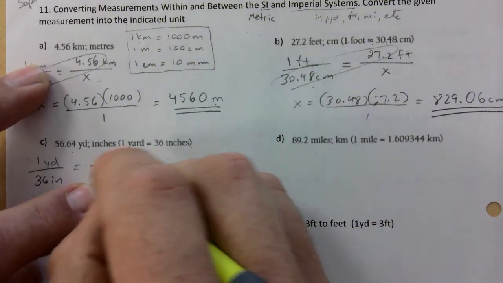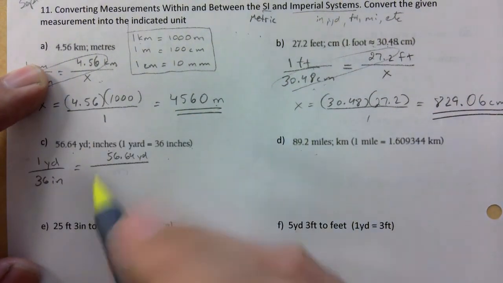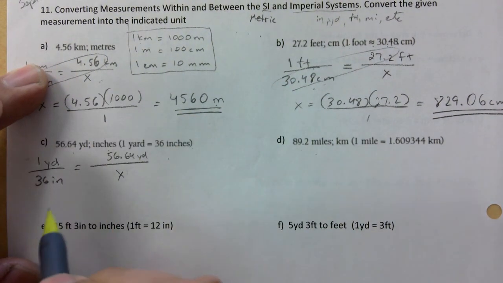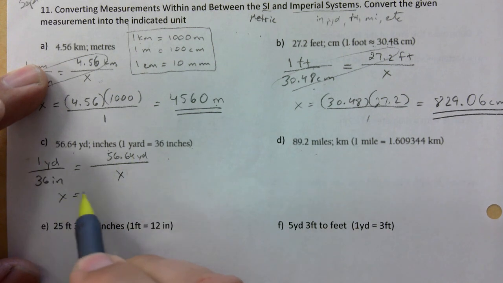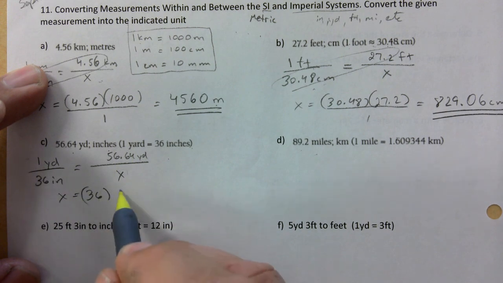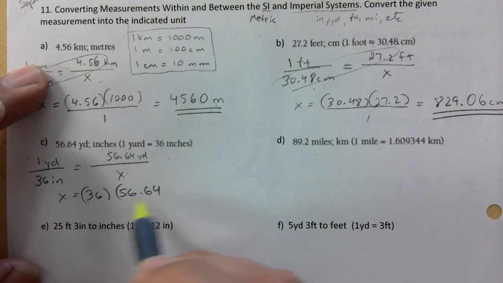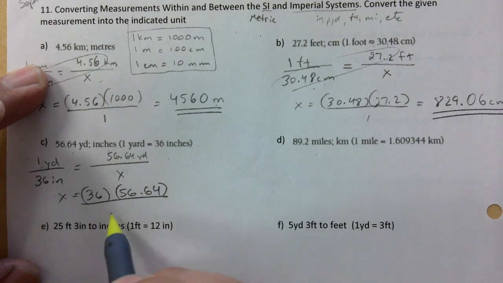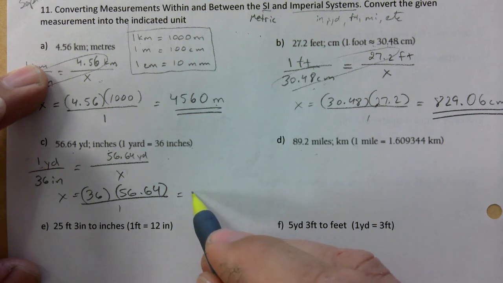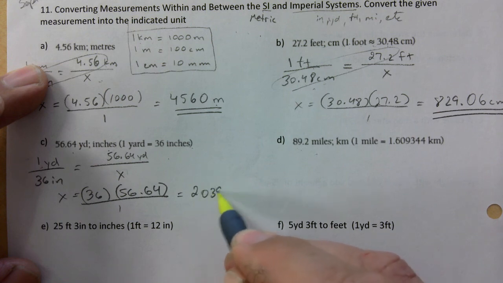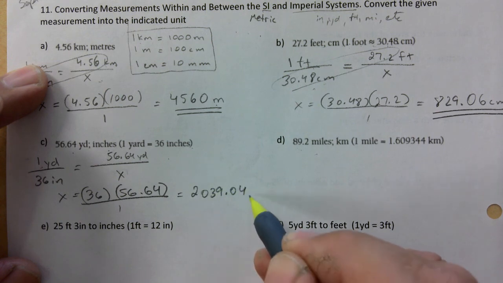And we can call this M. Then it's confusing. They'll think it's meters or something. Let's just call it X. Okay, so you cross multiply that way. 36 times 56.64. And you divide by what's left. And that is 2,039.04 inches.